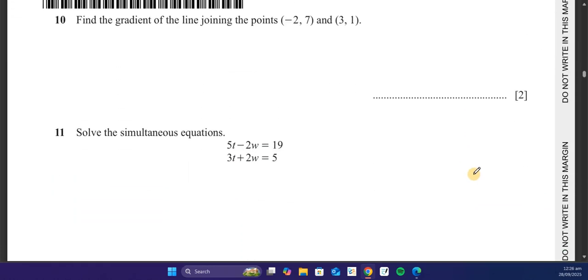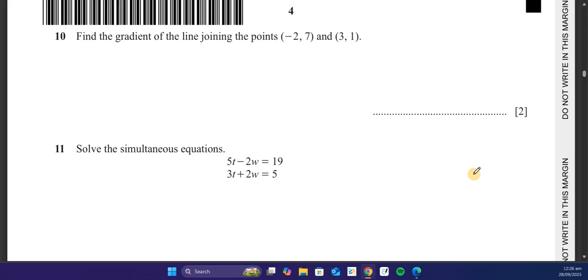Moving forward, question number 10. Find the gradient of the line joining the points minus 2 comma 7 and 3 comma minus 1. So we all know that the formula for gradient is y2 minus y1 over x2 minus x1.